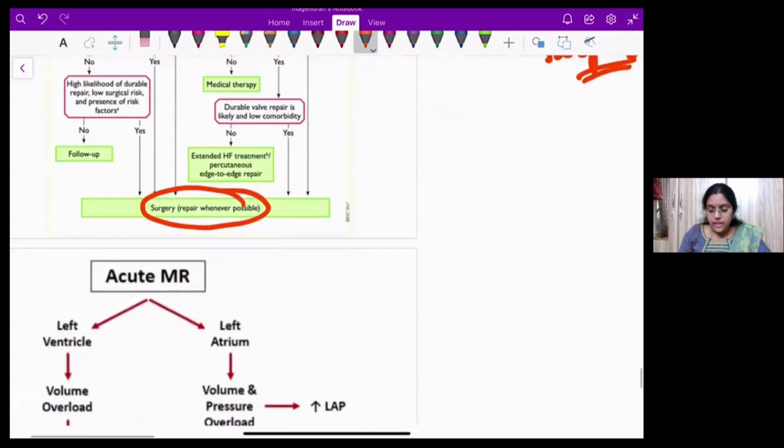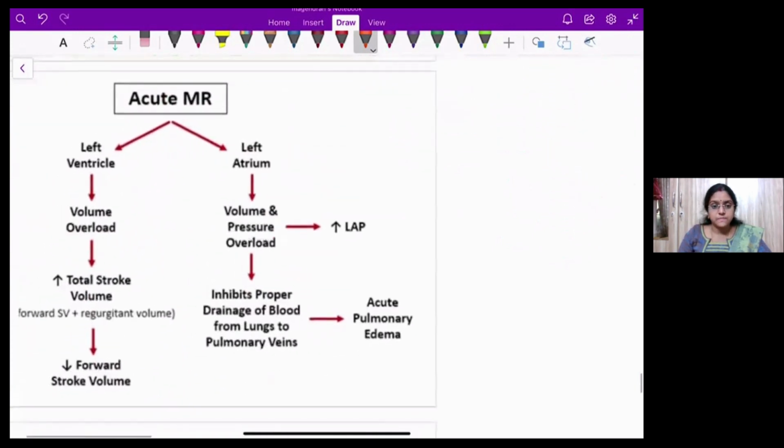Next, we'll have a word about acute mitral regurgitation. So what will you say about acute mitral regurgitation? We have seen about chronic mitral regurgitation, how the heart is able to remodel, how it is able to accommodate the excessive volume of blood, compensate and actually help the heart.